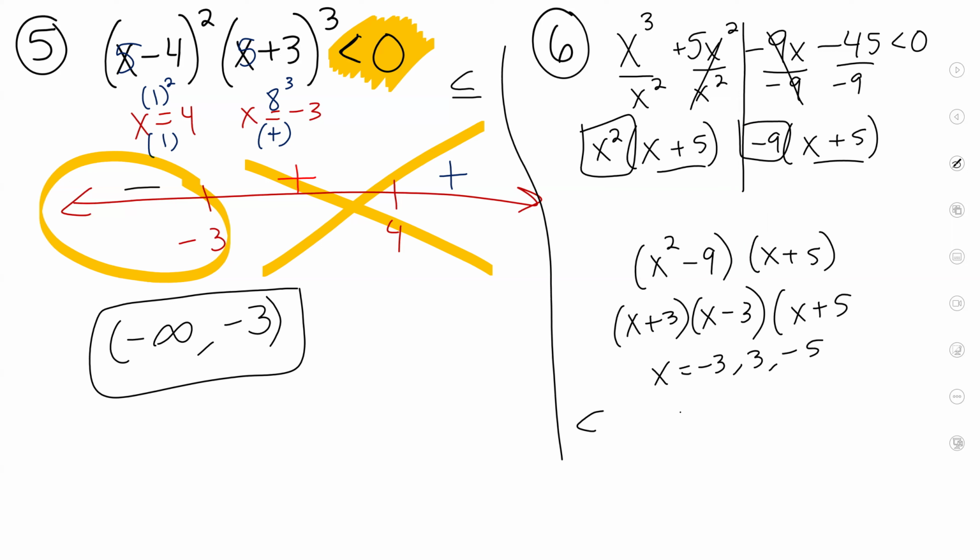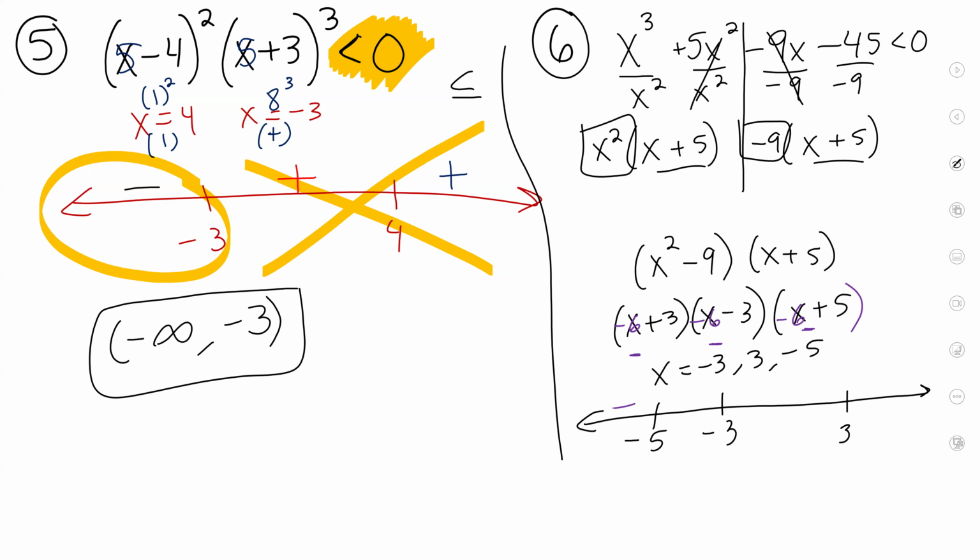So I'm going to put those on my number line. We'll say -5 is here, -3 is here, and +3 is over here. Okay, so let's test some numbers. I'm going to plug in -6. This would give you a negative number. This would give you a negative number. And this would give you a negative number. 3 negatives, that would be negative.